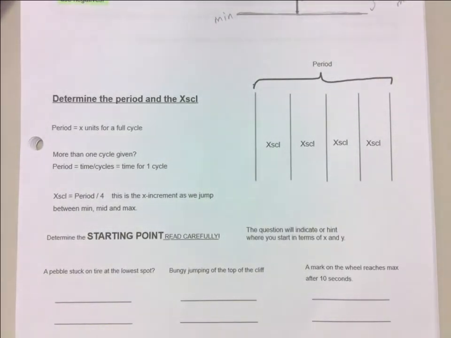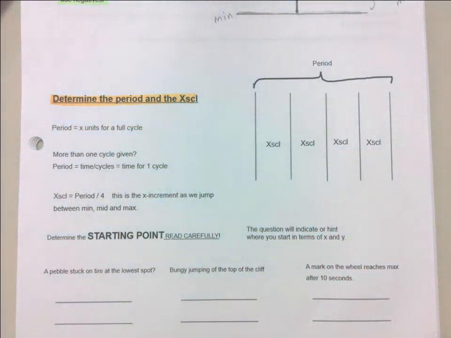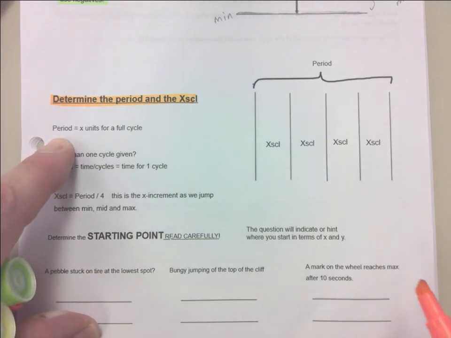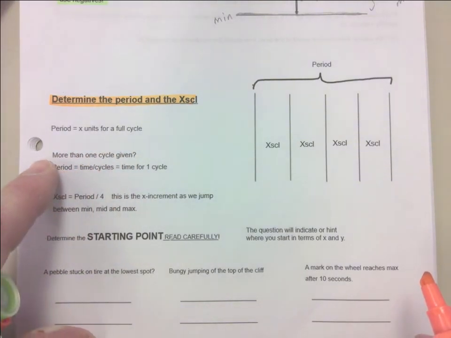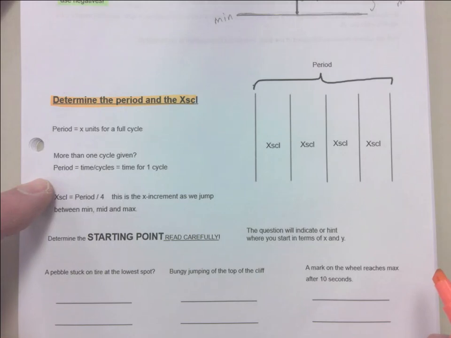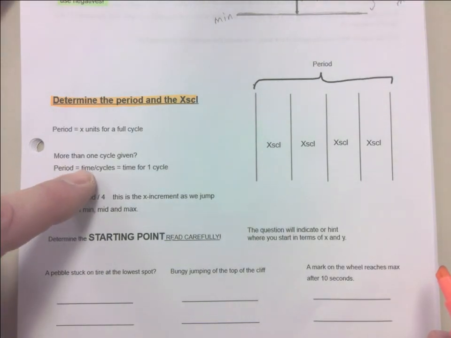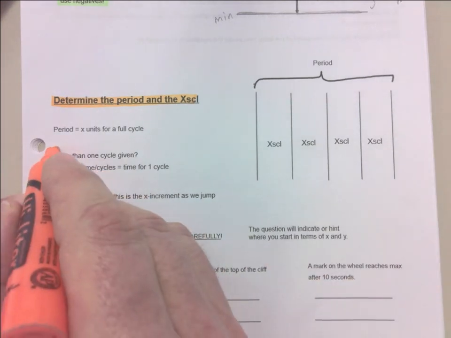Okay? Go ahead. The next thing, very critical, I'm going to use a different color for this, is determine the period and the X scale. The period is X number of units for a full cycle. If you have more than one cycle given, make sure you get your period by going time divided by the cycles to get the time for one cycle. This is very important.